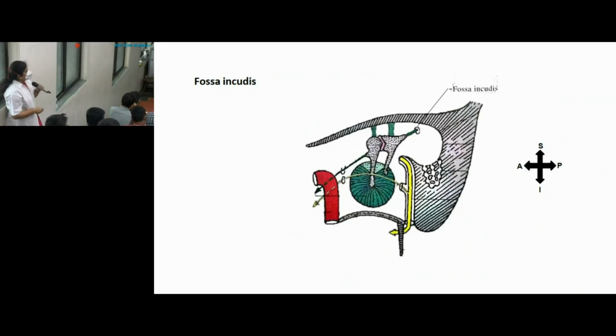Fossa incudis is the depression which is present along the posterior part and it provides attachment to one ligament which suspends the malleus by its short process. Okay. So one of the ear ossicles present inside the tympanic cavity is the malleus. So fossa incudis is this structure or depression which is present.